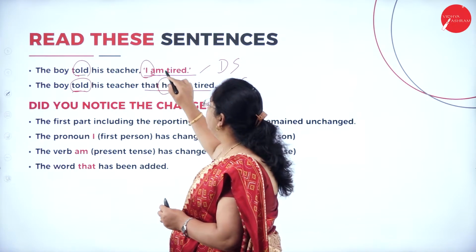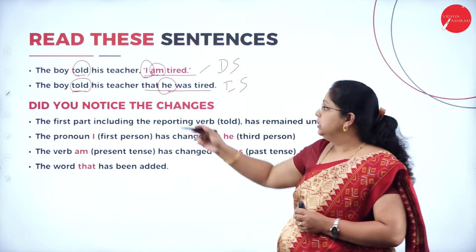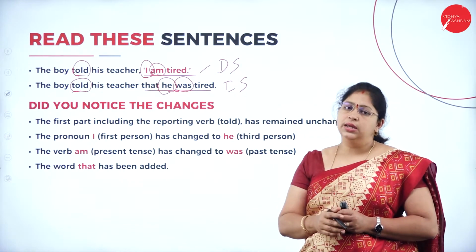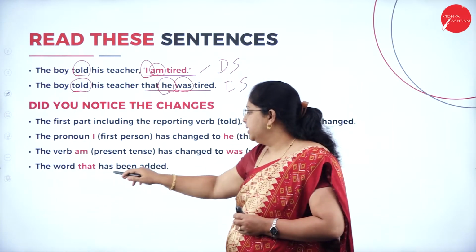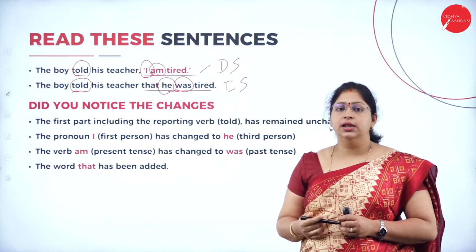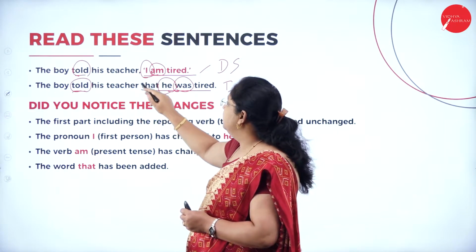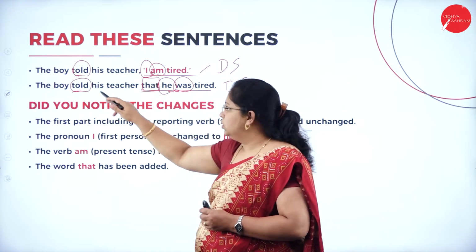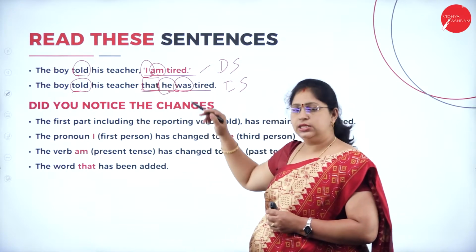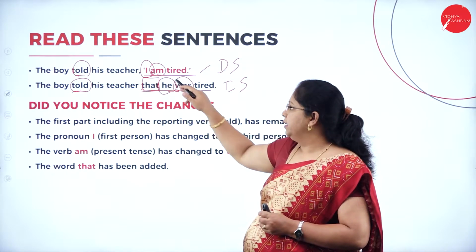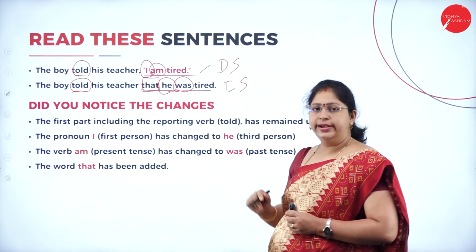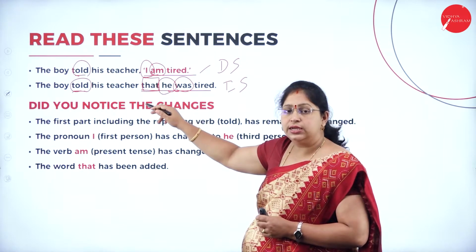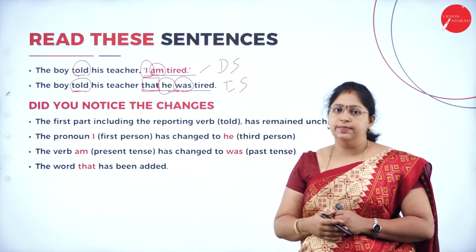See here, am is there, no, it is present tense. In the indirect speech, it has changed to was, correct. It has become past tense in the indirect speech. The word that has been added, which is the addition here, the word that. See, we have all the same words. The boy told his teacher, the boy told his teacher. Correct? These are the three changes we saw. I becomes he, am becomes was. Okay? Tired and tired, both are same. There is no change there also. But what is the change or what is the addition done to the sentence here? The word that has been added. Okay?